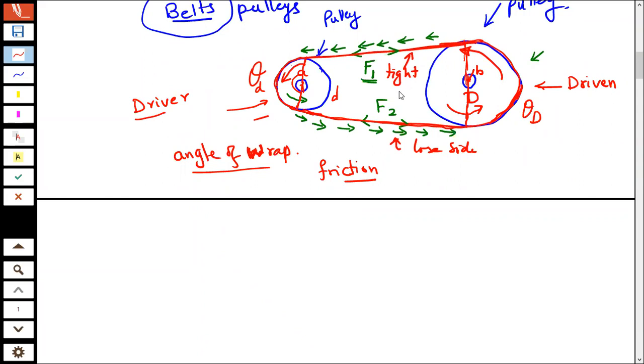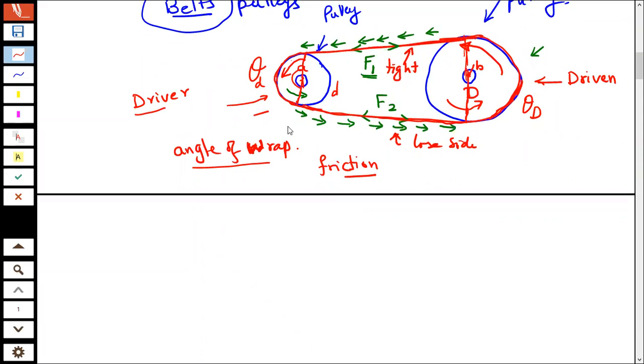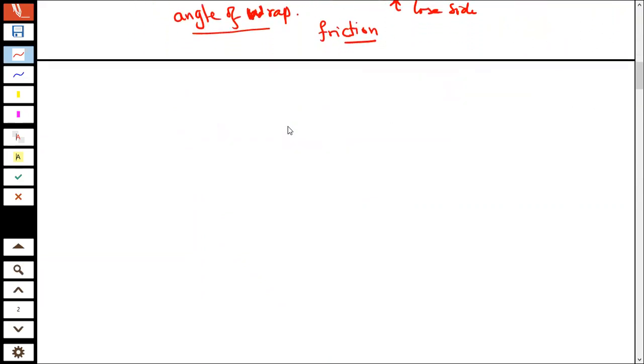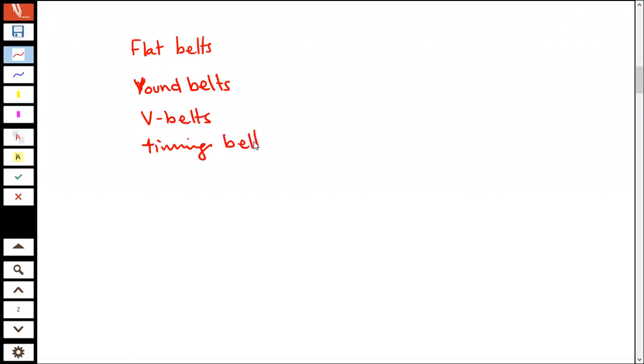First of all, there are different types of belts. Let's talk about the different types of belts. Those different types of belts are flat belts, then we have round belts, we also have V belts, timing belts, so we have these belts.